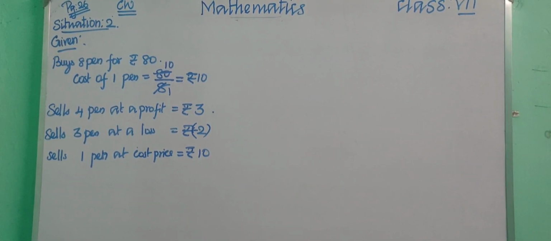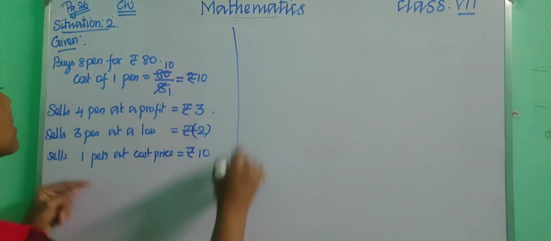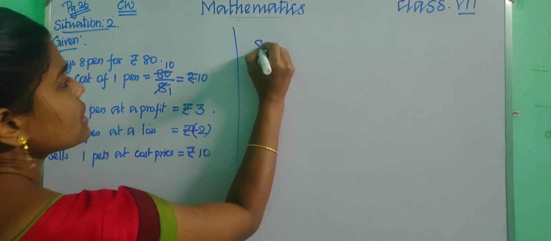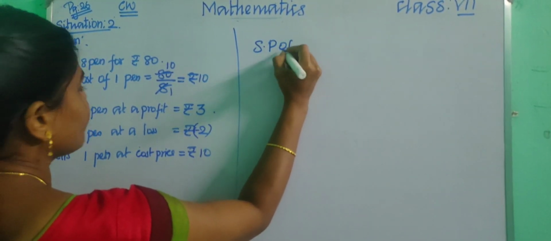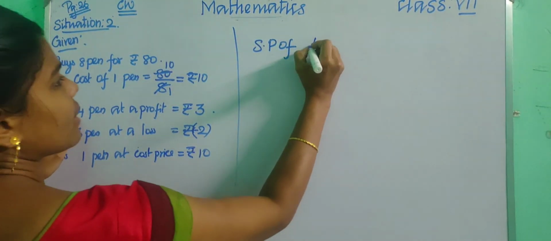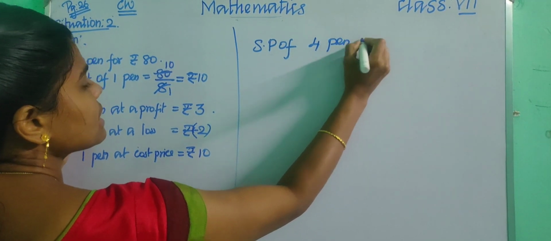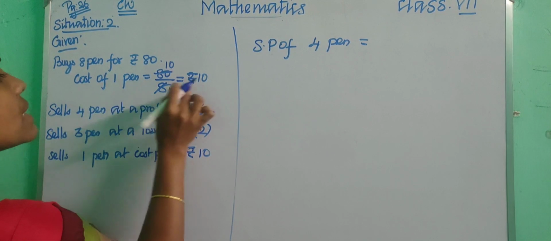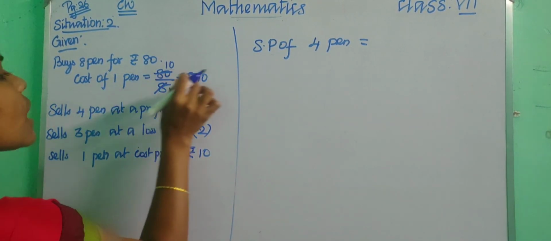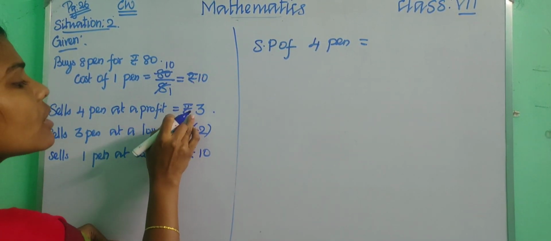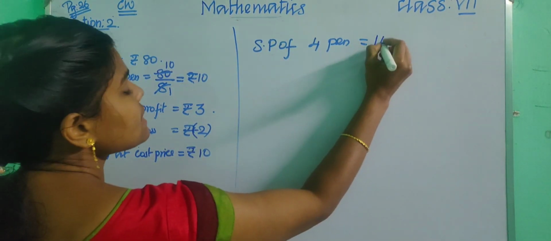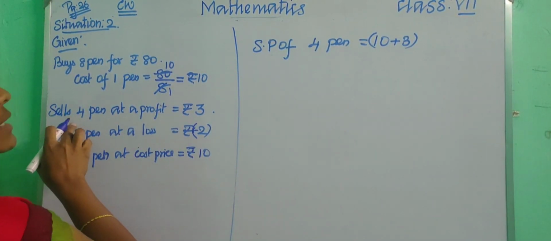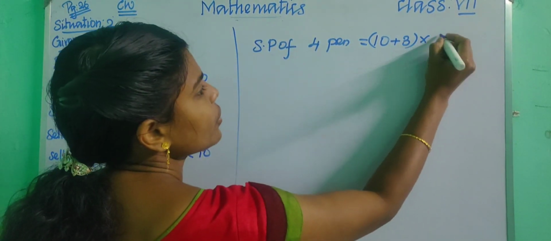First of all, let us find all the selling price. This is given, right? So let us find the selling price of 4 pens. What is the profit? 3 is the profit, right? So the cost is 10. From that cost, he got the profit rupees 3. So it is 10 plus 3. How many pens? 4 pens, right? So into 4.